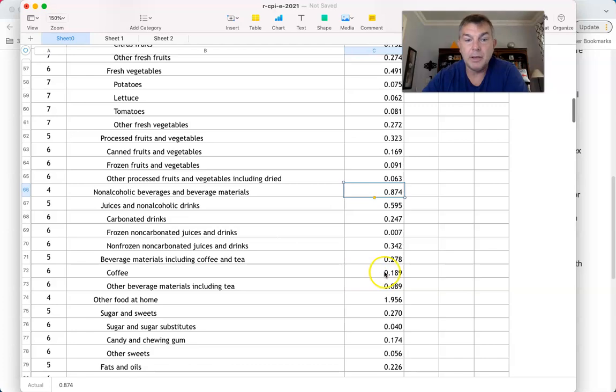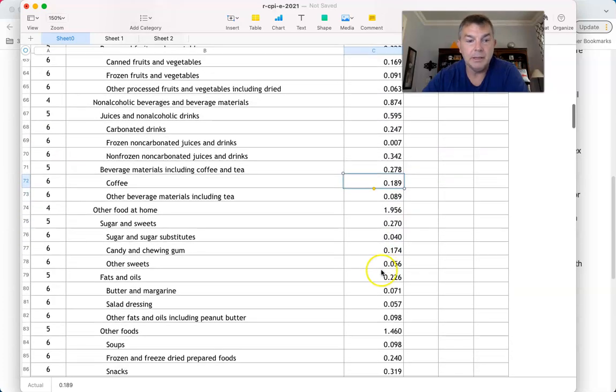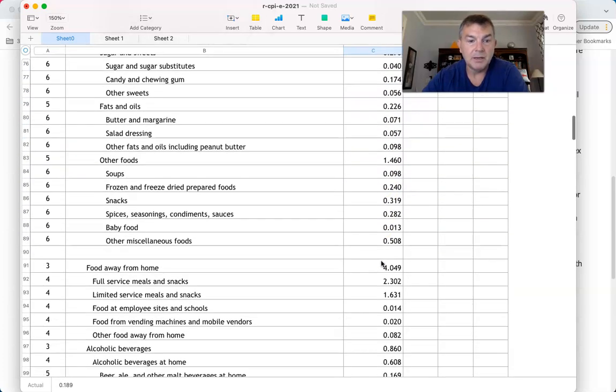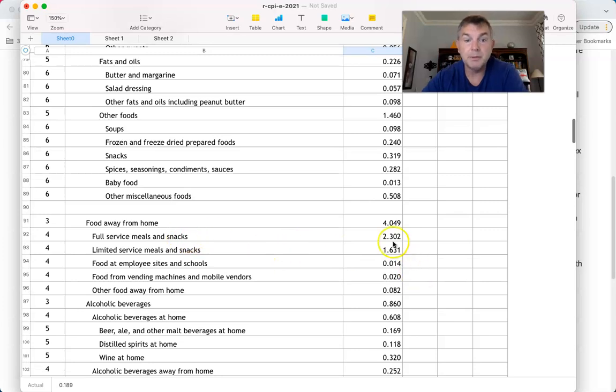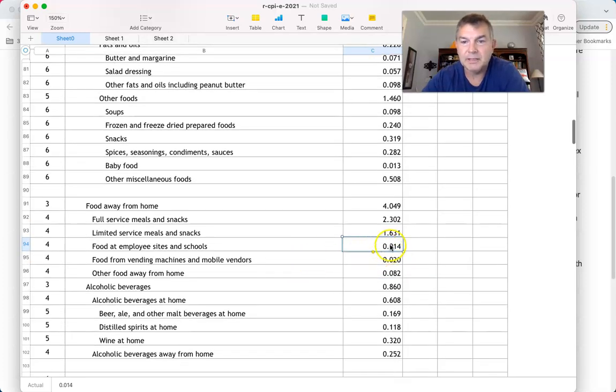Yeah, coffee. I drink a lot of coffee. Let's see what else jumps out of here. Food away from home: full service meals and snacks, limited service meals and snacks, food at employee sites. That's such a small amount, you can throw it in there. But food from vending machines and mobile vendors, and food at employee sites. You're probably not working. Anyway, I don't think that's big enough to get rid of.